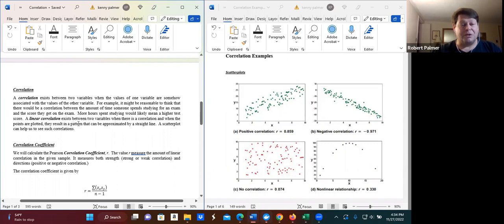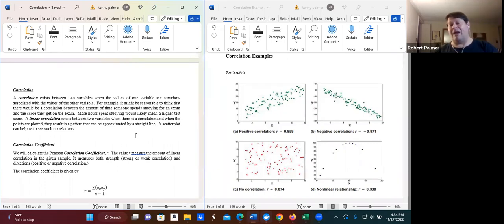A linear correlation exists between two variables when the data is plotted and the trend results in a pattern that appears to be approximated by a straight line. Okay, we see that especially in this one right here. Then a scatter plot, as we saw, can help us to see correlation. So our first step in analyzing paired data like this is probably to make a scatter plot, and then we decide based on the scatter plot whether it looks like there's any kind of relationship there at all, if it's worth spending time on.